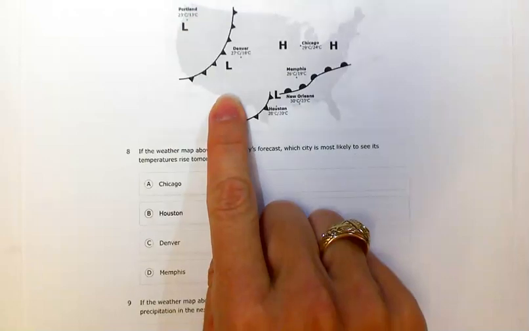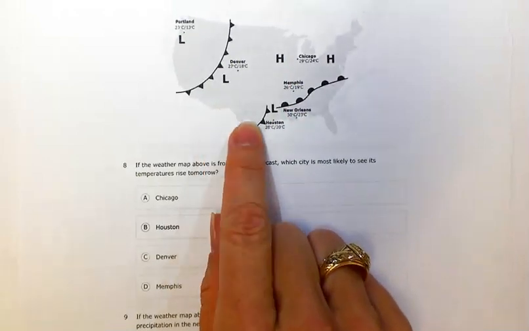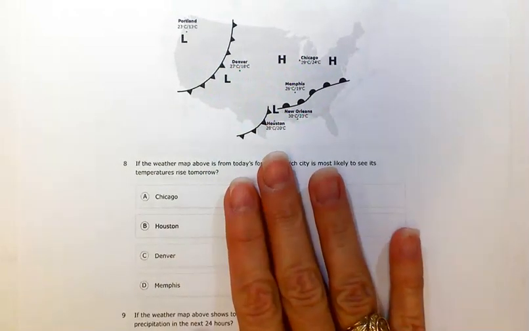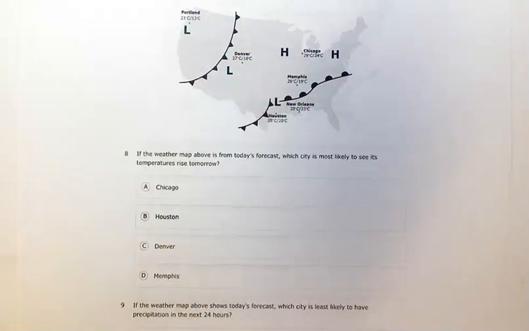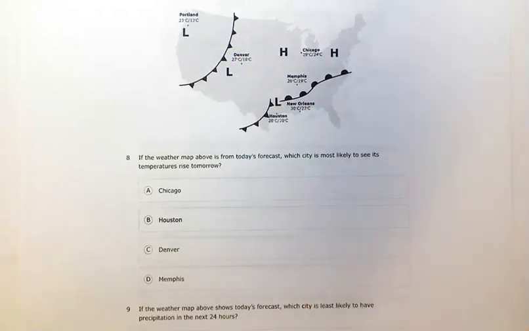This is the same one for both question 8 and question 9. So I need to figure out which of those 4 cities is least likely to have precipitation. Remember, precipitation is rain, sleet, snow, or hail falling from the sky. In order to have that, I have to have clouds in the sky. So I'm going to look around and see what kind of information I have that can help me answer this question. And that's why I want you to have all your keepers handy.